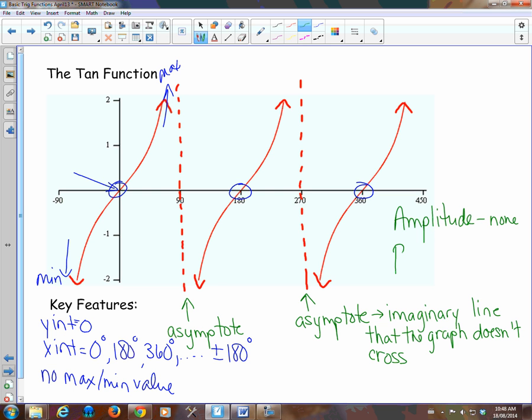Period is how long it takes to repeat itself. So if we look at our graph, it keeps going low and keeps going high. It approaches the asymptotes in that distance. That distance between 90 and 270 is 180 degrees. So it repeats itself every 180 degrees. So you will need to know those 3 basic trig functions. We will spend more time with sine and cosine than we will with the tan function.